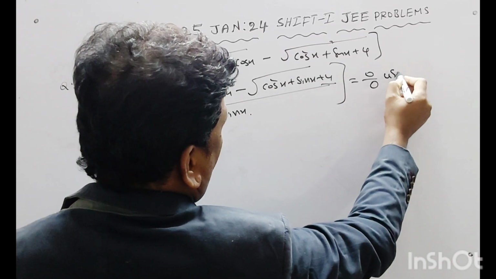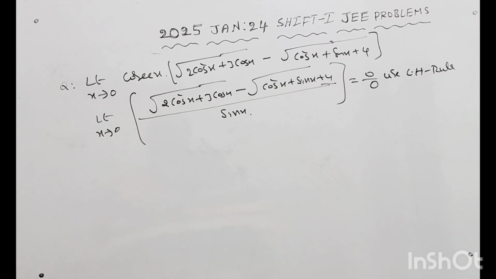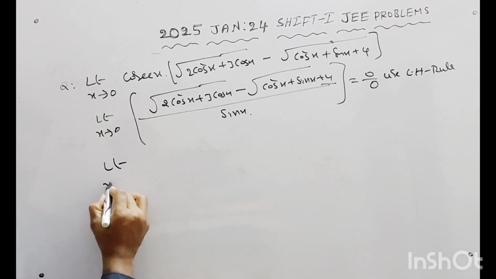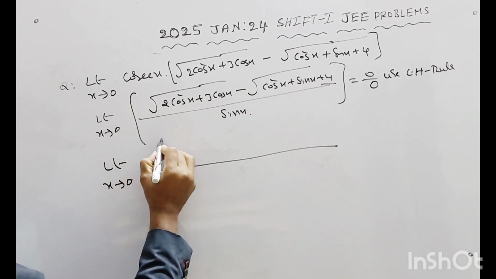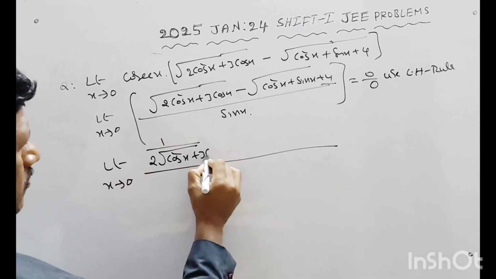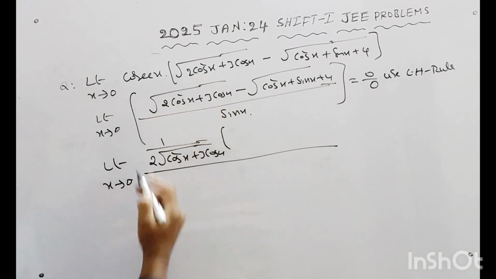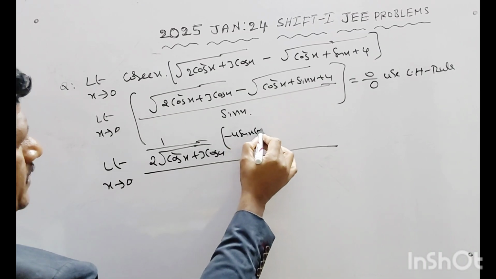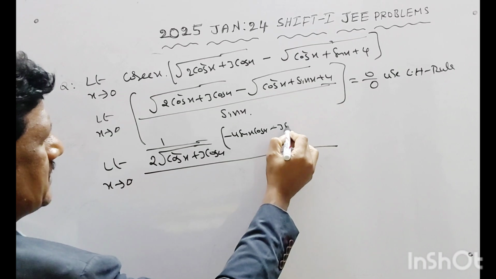So use L'Hospital's rule. So we know how to use the L'Hospital's rule. The limit x tends to 0. The derivative of the root function is 1 by 2 into root of cos square x plus 3 cos x. Later, the derivative of the function which is under the root. So the derivative of this part will be minus 4 sin x into cos x. And the derivative of this part is minus 3 sin x.